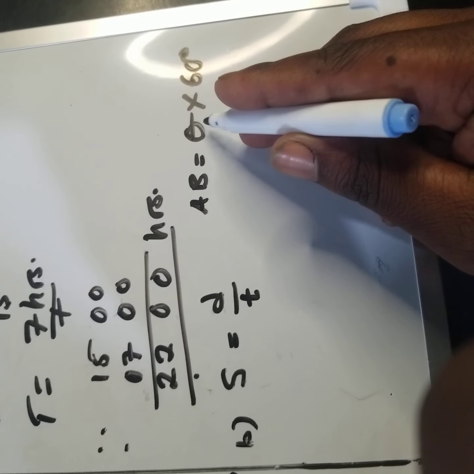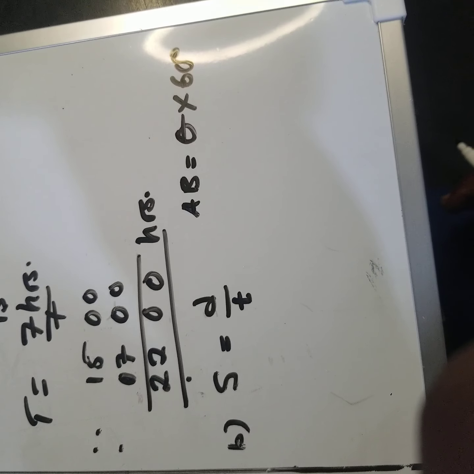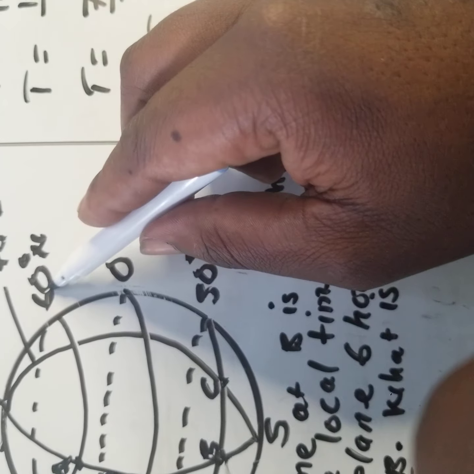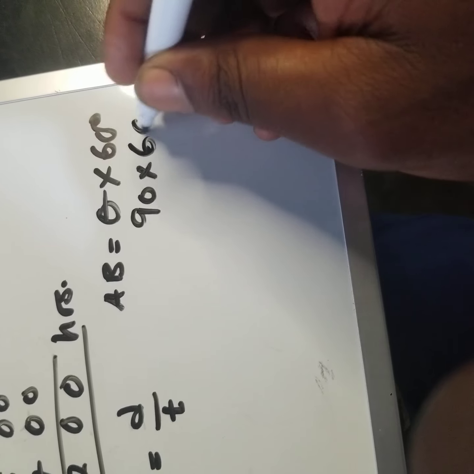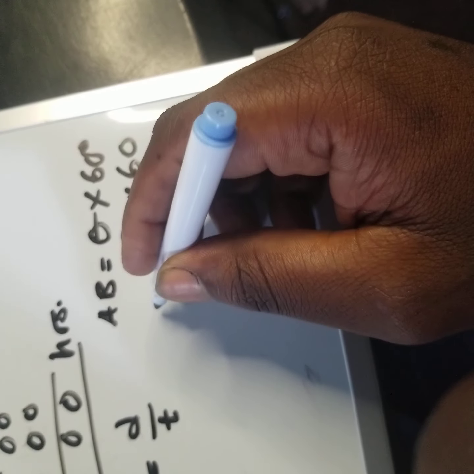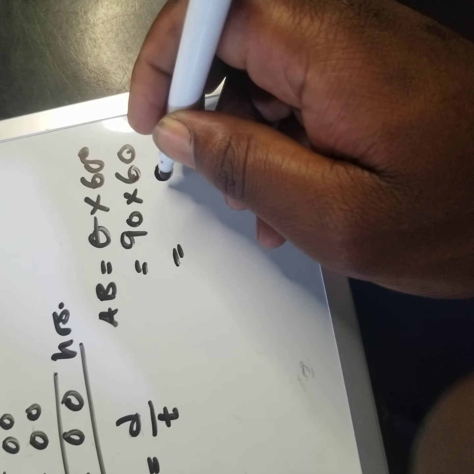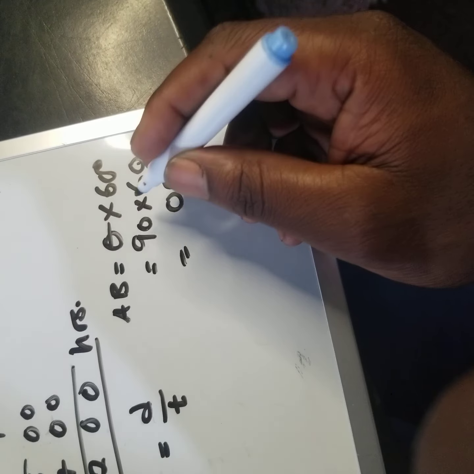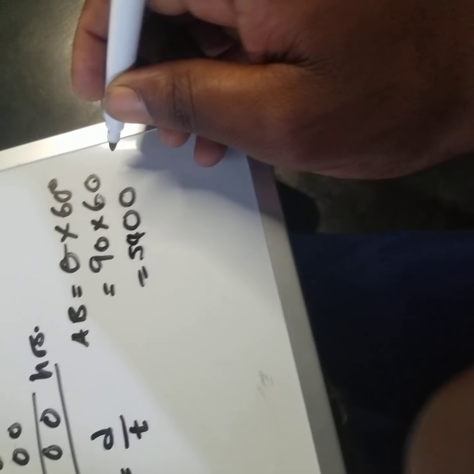Now, when you are dealing with the distance, what is this theta? The theta in this case is the difference in latitude. Remember, the latitudes here are 30 and 60. You add 30 plus 60, then you have 90. Times 60. 0 times 0 is 0. Another 0 is 0. Then you multiply 6 times 9, which is 54. So this is our distance in nautical miles.